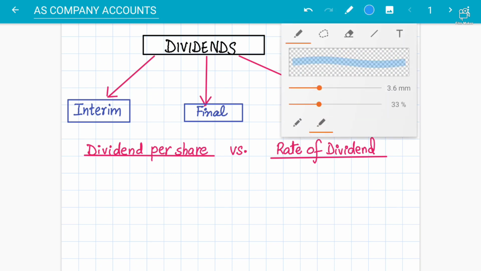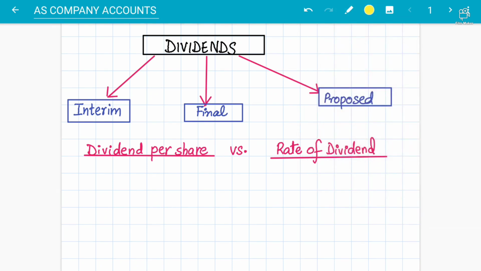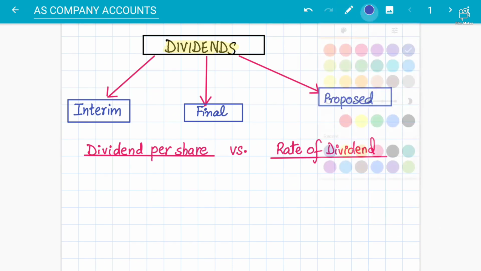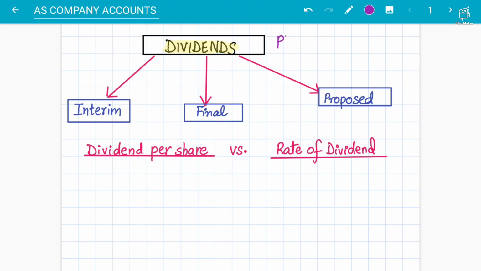Dividends are basically the profits that the company needs to pay to its shareholders. If the company makes profits continuously over a couple of years, it is liable to pay dividends to the owners of the company, that is the shareholders. So we can write down the definition: dividends are profits that are paid to the shareholders.